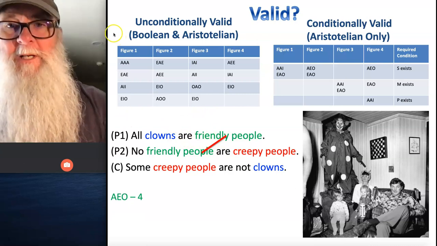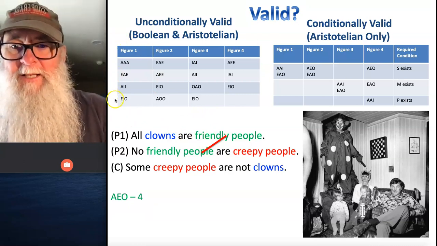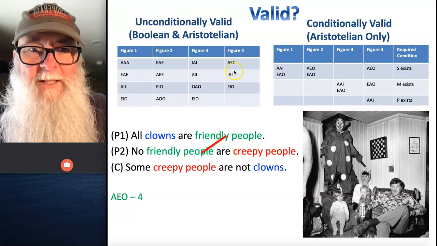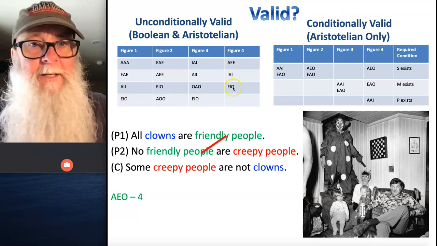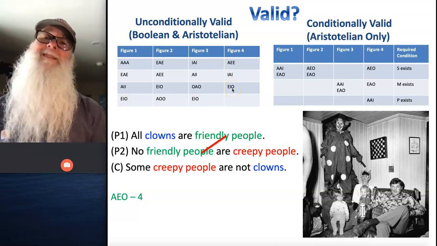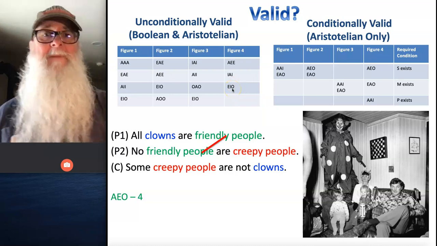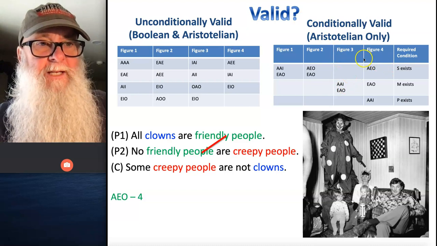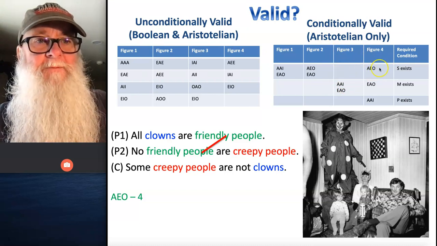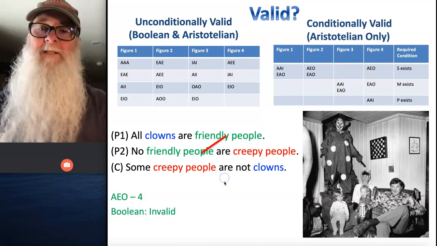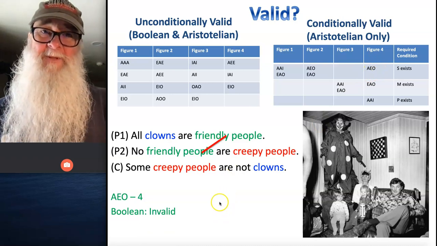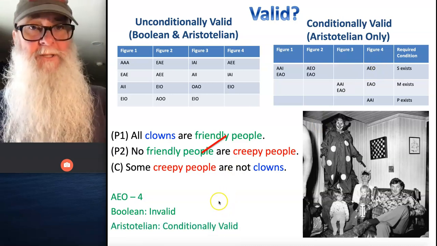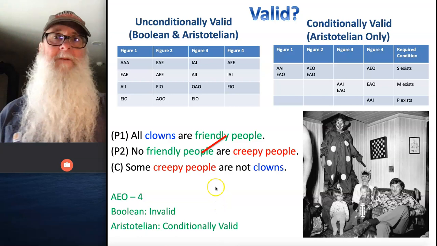So then we come over here to our chart and we look at this. Do we see AEO in figure 4, AEE, IAI, EIO? Nope. That tells us this argument is not valid from the Boolean standpoint. But now we get to move over here to the conditionally valid chart. Do we see AEO in figure 4? Yep, it's right there, okay? So that tells us that this argument is invalid from the Boolean standpoint, but conditionally valid from the Aristotelian standpoint.